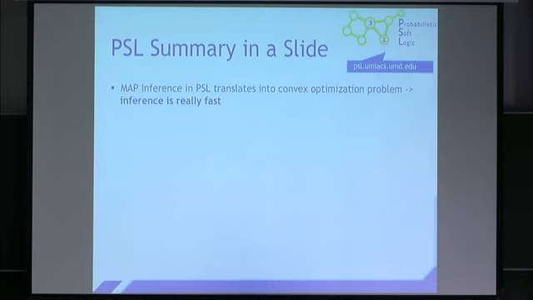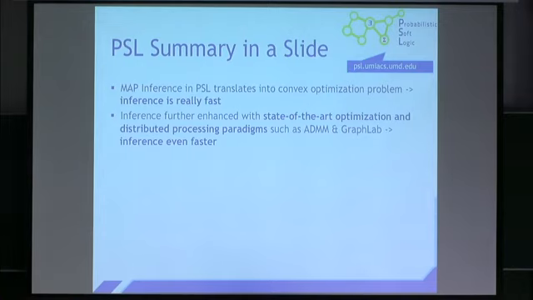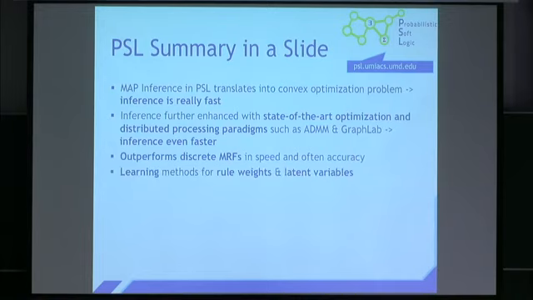Just to give the kind of PSL in a slide, MAP inference is really fast, so this can be something that goes into a bigger problem. We can make it faster with state-of-the-art optimization techniques. It outperforms discrete MRFs, both in speed and accuracy.